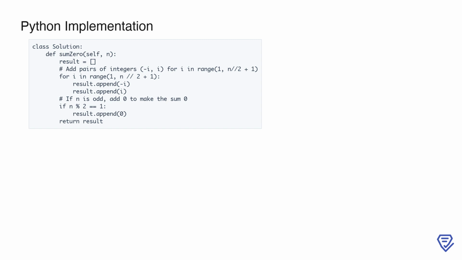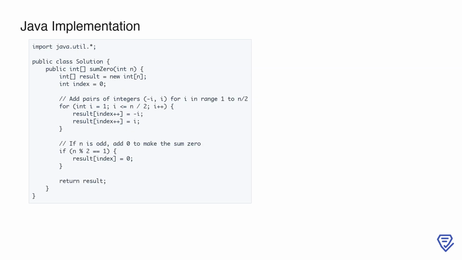This solution is efficient with a time complexity of O(n), as it iterates up to n/2 and performs constant time operations for each iteration. It ensures correctness by always producing n unique integers that sum to 0. This is the Java implementation of LeetCode problem number 1304, find n unique integers sum up to 0.